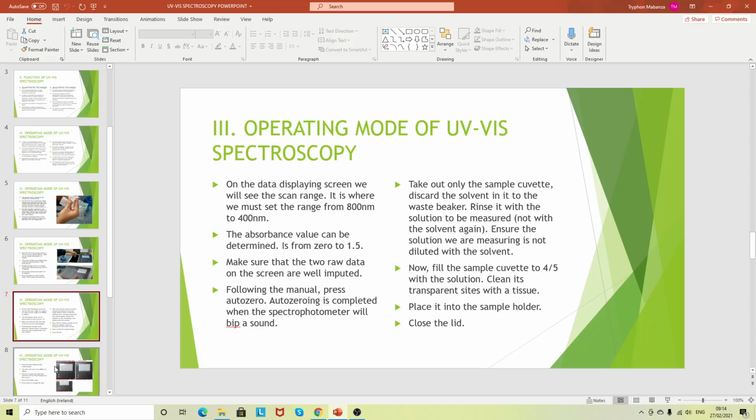Take out only the sample cuvette, discard the solvent in it to the waste beaker. Rinse it with the solution to be measured, not with the solvent again. Ensure the solution we are measuring is not diluted with the solvent. Now, fill the sample cuvette to 4/5 with the solution, clean its transparent sides with a tissue, place it into the sample holder and close the lid.